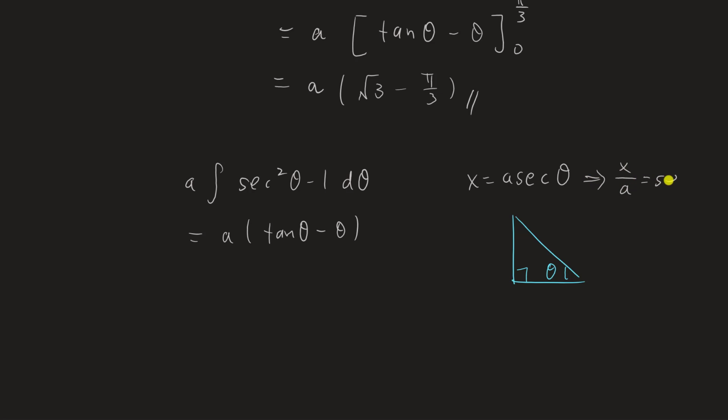X over a equals to secant theta. Secant theta is actually hypotenuse over adjacent. So x is the hypotenuse, a is the adjacent, which makes this square root of x squared minus a squared. Question now, what is tangent theta? Tangent theta is simply square root x squared minus a squared over a. And what is theta? Theta is simply secant inverse x over a.